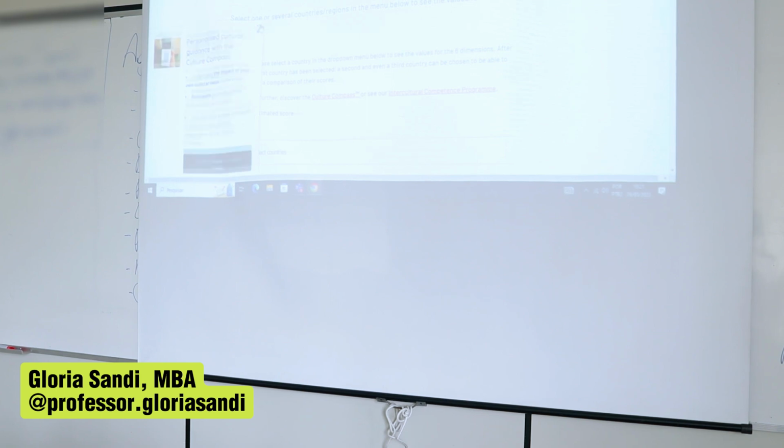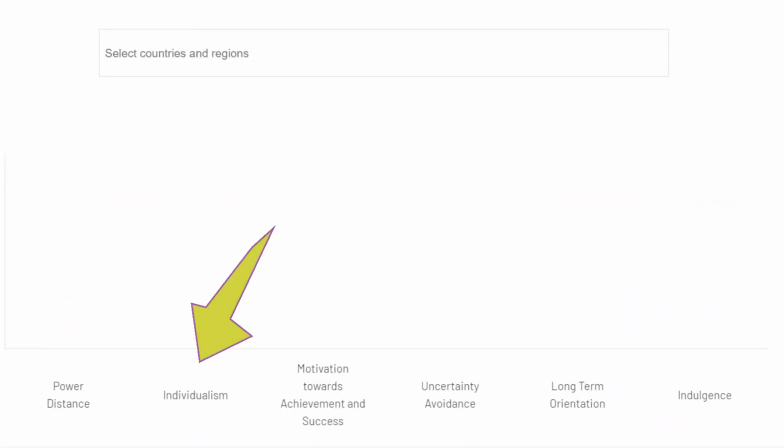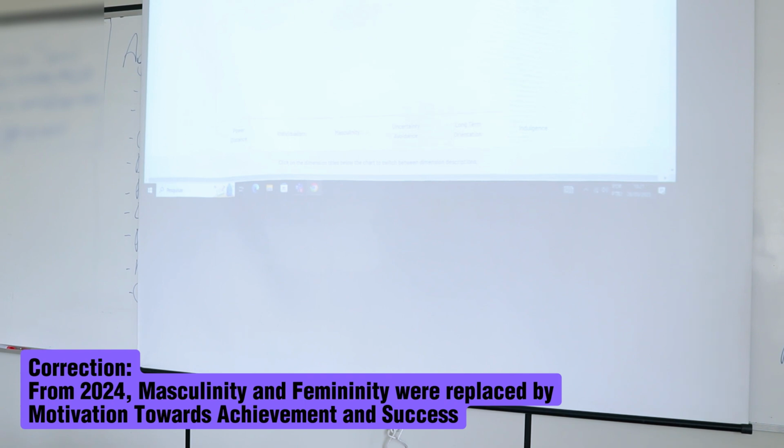While we are studying the 6 dimensions. So let's close here, and I think we can only put like 5 countries at a time. Here you see the 6 dimensions. It's power distance, individualism, masculinity, uncertainty avoidance, long-term orientation, and indulgence. These are the 6 dimensions, okay? Other theories have more or fewer dimensions, but these are the 6.